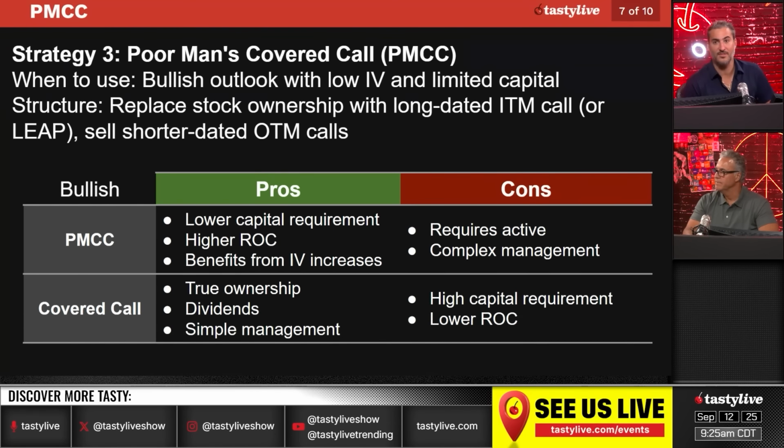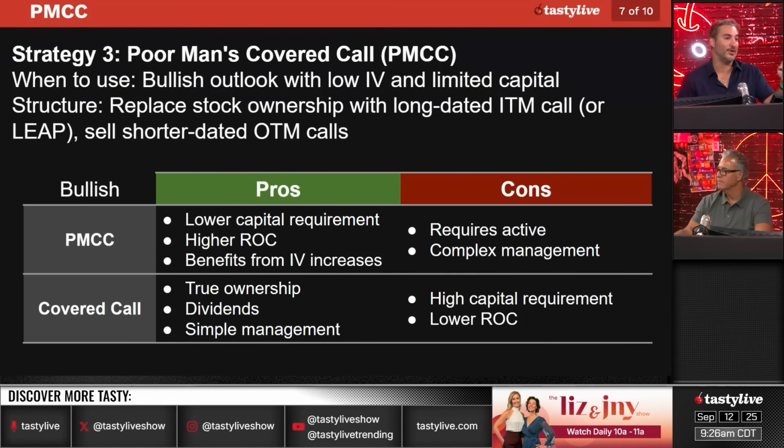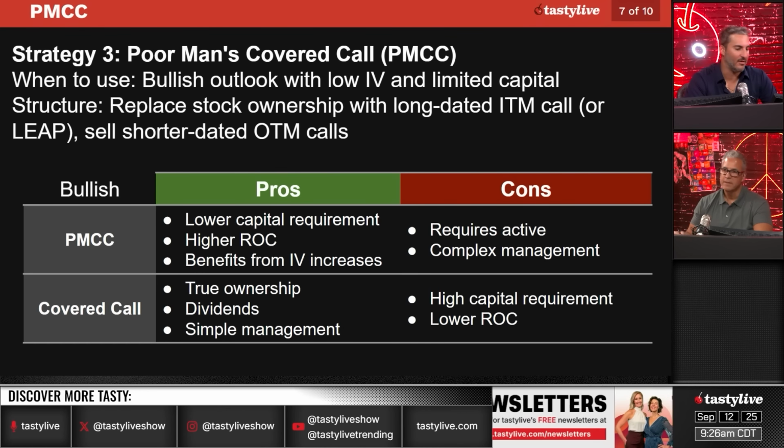So the pros of this, and you're obviously selling the shorter dated call, it's a synthetic covered call. Pros, lower capital relative to buying shares. You have higher return on capital because you're using less capital, and it benefits from an increase in implied volatility. And that's because you're really synthetically long a put. That's your extrinsic value that you have in that long call option. So if you get a pop in volatility, that'll help you as well. Absolutely. Good job. And the difference, obviously, with covered calls, you get the dividends.